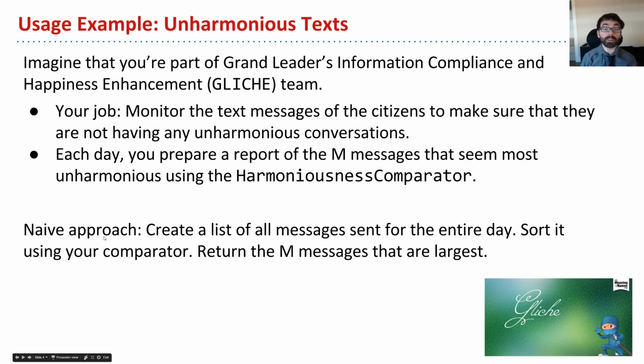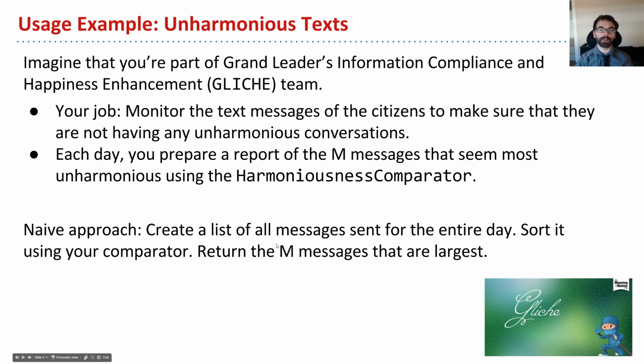So let's imagine, just as an example of why this might be useful, that you're part of the Grand Leader's Information Compliance and Happiness Enhancement Team, okay? So you're deep in the bowels of the earth, trying to make sure that your citizens are not having any kind of unharmonious conversations with each other using texts. So your job is, each day, you prepare a report of the M messages that seem most unharmonious, using a harmoniousness comparator that takes 2 strings and says which one seems less harmonious. So the naive approach is just to create a list of all messages sent over the entire day, all text messages, sort it using your comparator, and then return the M messages that are largest.